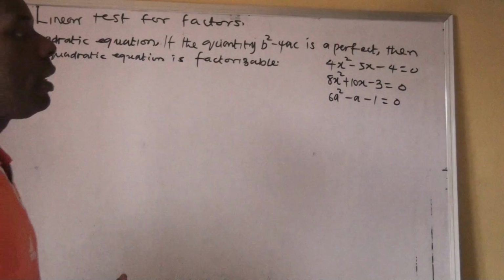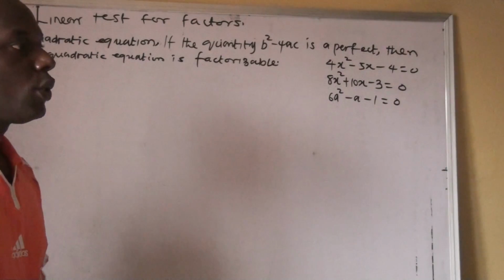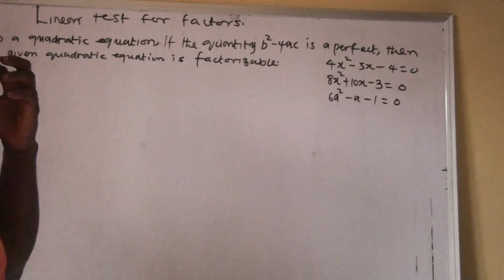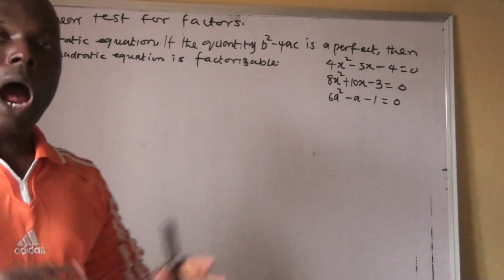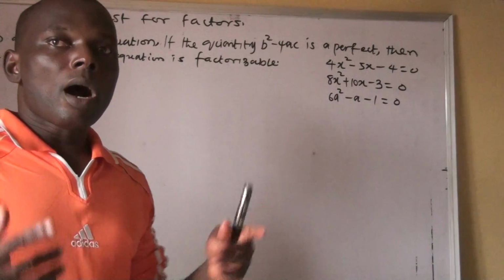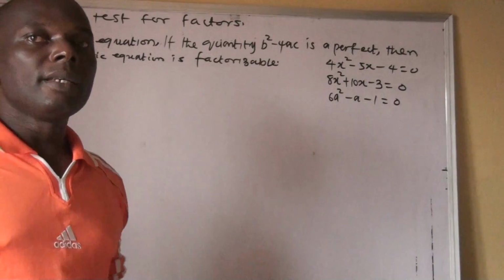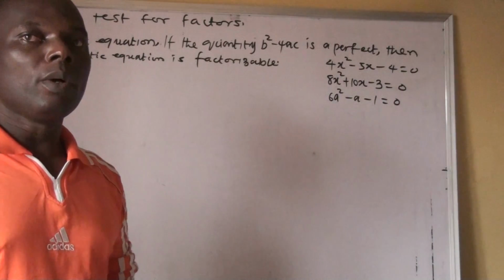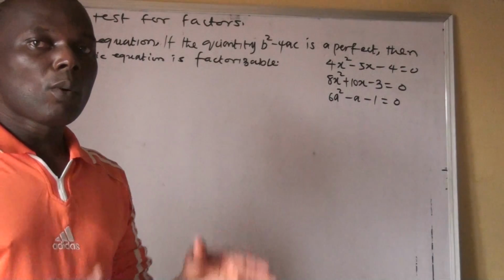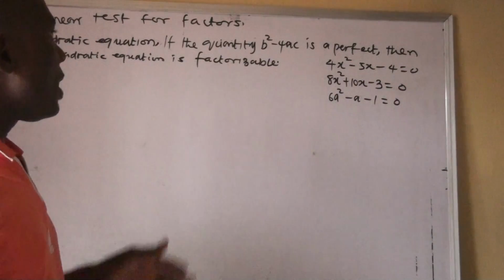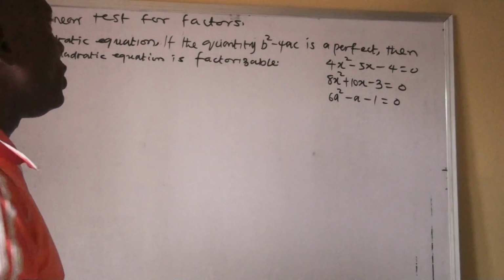How do you know that the equation is factorizable? Here what we usually do is that in a quadratic equation, if the quantity b squared minus 4ac is a perfect square, we know it's a perfect square. Once this is a perfect square, that means the equation is factorizable. We will do that by using examples on the board.